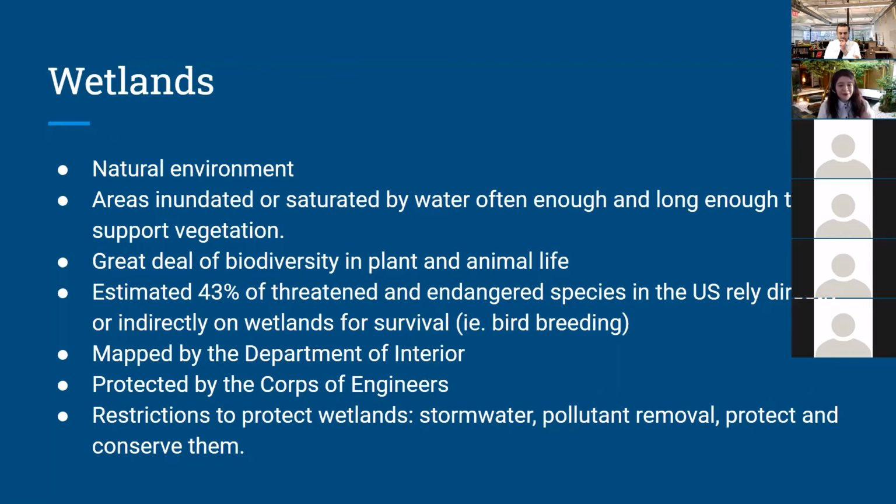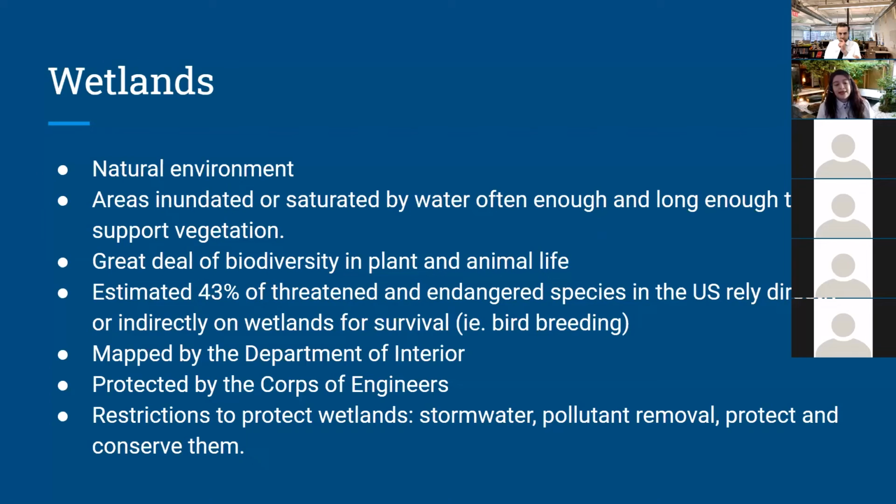For example, for bird breeding. And the 3 following points are something that I want you to remember. So all the wetlands are mapped by the Department of Interior. They're protected by the Corps of Engineers. And there are different restrictions on sites related to wetlands. For example, if you have a site and a portion of the site is a wetland, then that means you cannot build in that portion of the site.